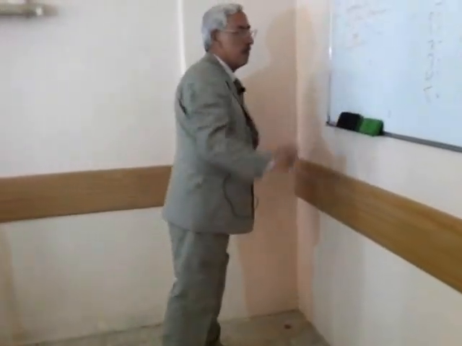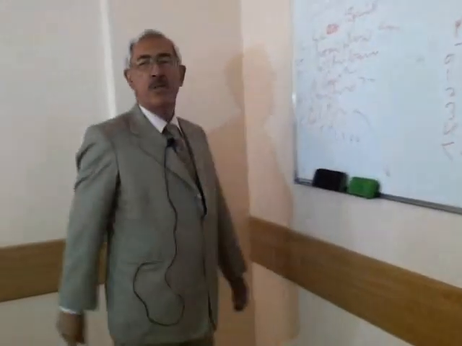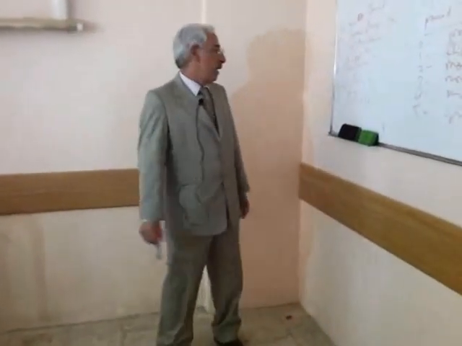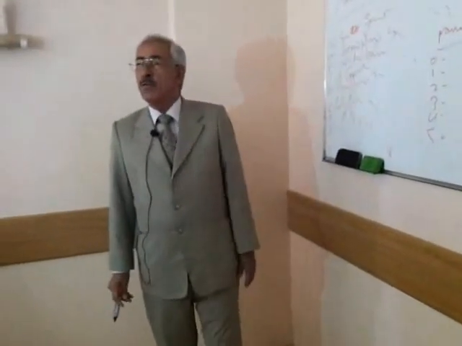The other gait is the waddling gait. Waddling gait is the duck walk. Waddling occurs in neurological conditions and in bilateral hip diseases. So, waddling gait. The other gait is the foot drop gait. This is foot drop gait.